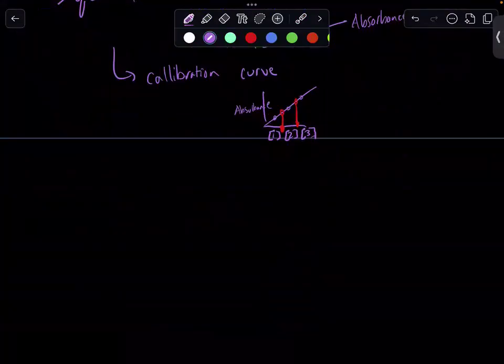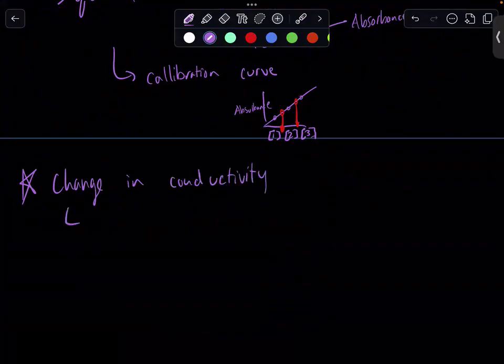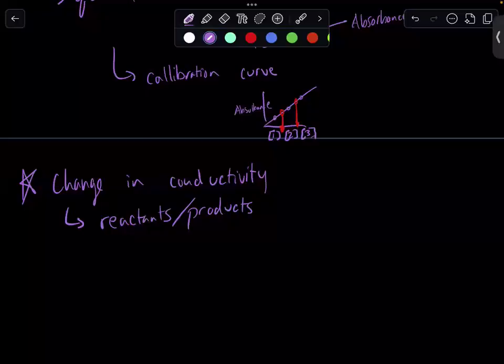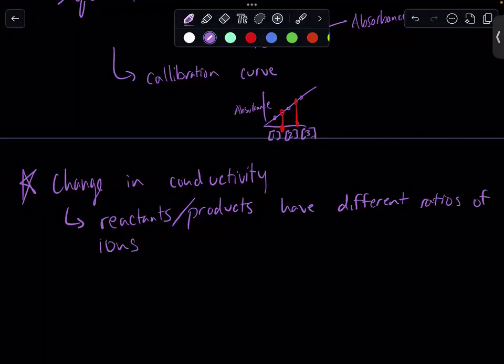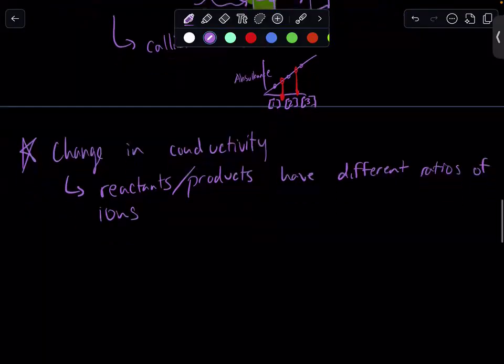All right, another one that we can do that also requires a tool is going to be change in conductivity. Solutions with a lot of ions are more conductive, so either the reactants or products have different ratios of ions. And therefore, as we produce more or less, we can see a change in conductivity. It's usually helpful here to do an example.